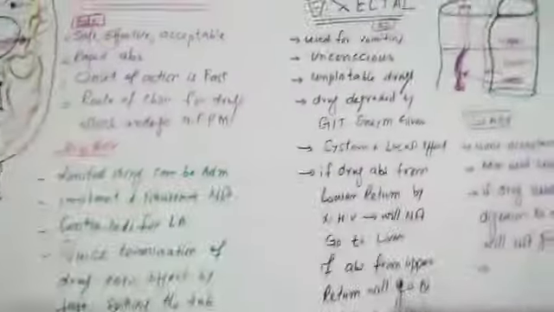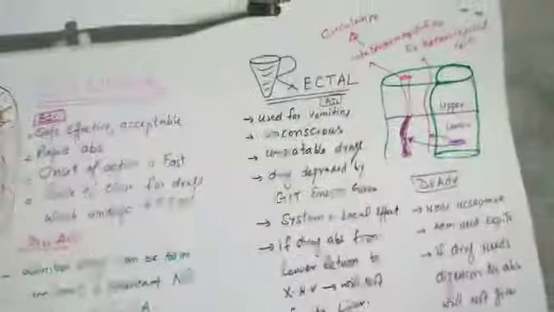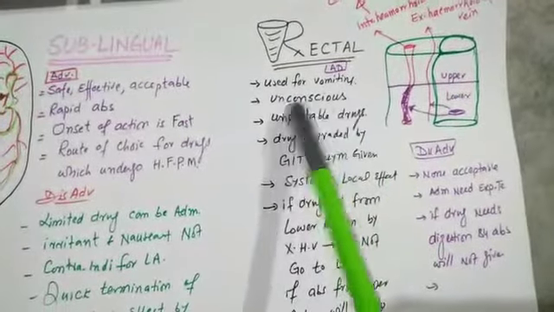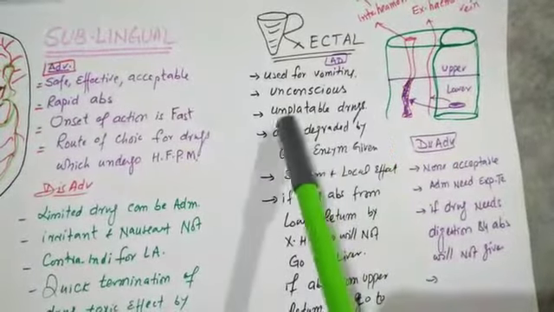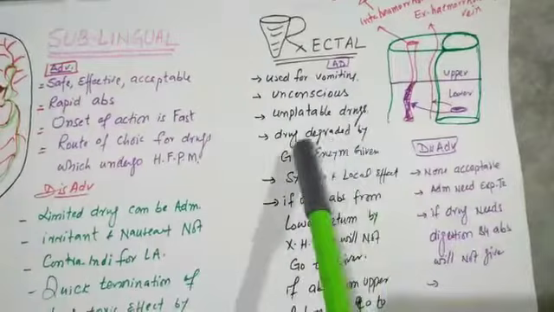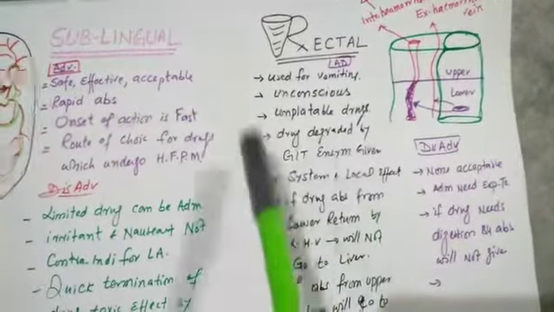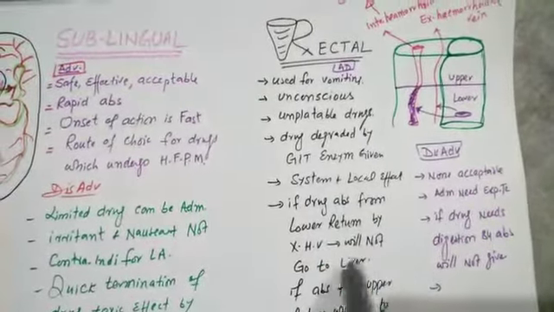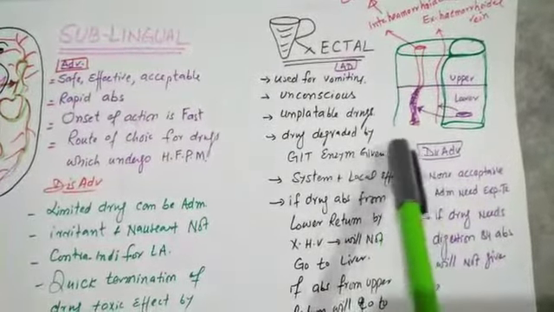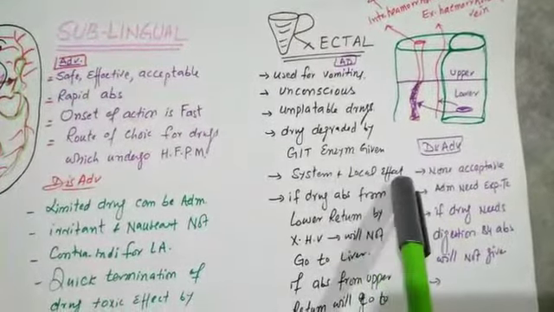Rectal route advantages: this is used in case of vomiting, unconscious patient. Unpalatable drugs can be given by this route. Drugs which are degraded by GIT enzyme or GIT acid can be given by this route. This route can be used for systemic as well as local effect.